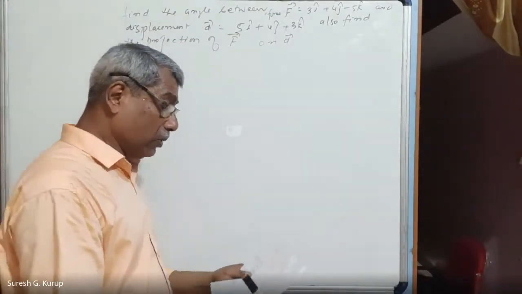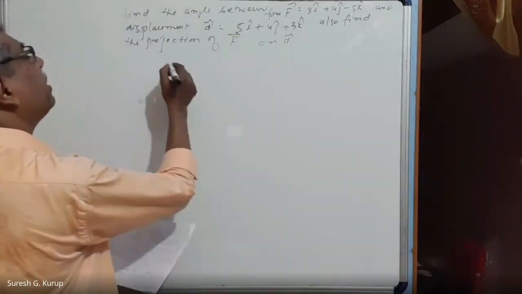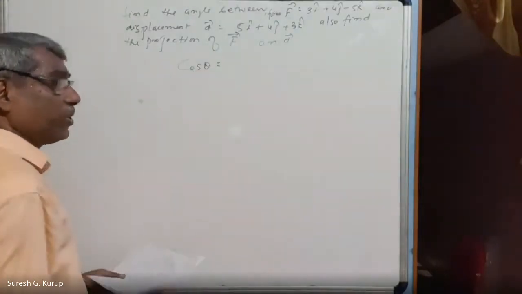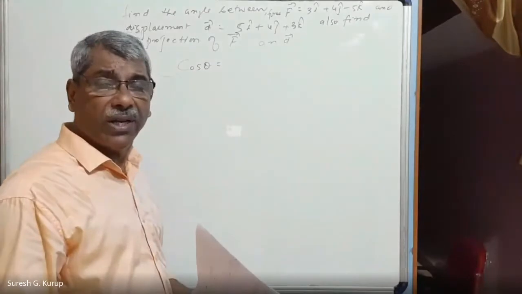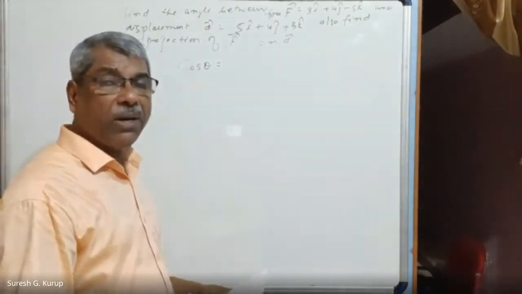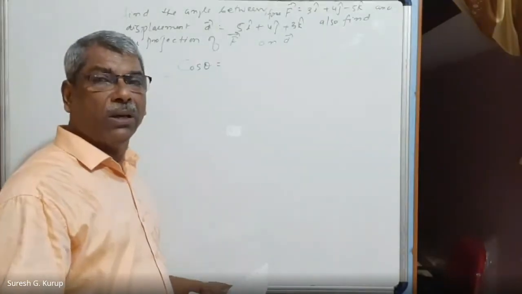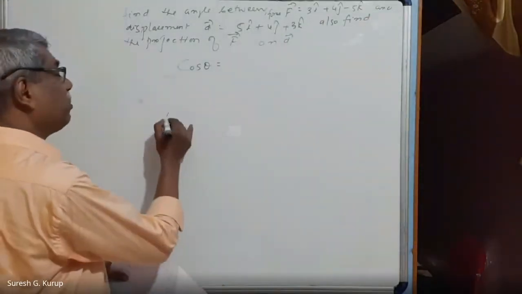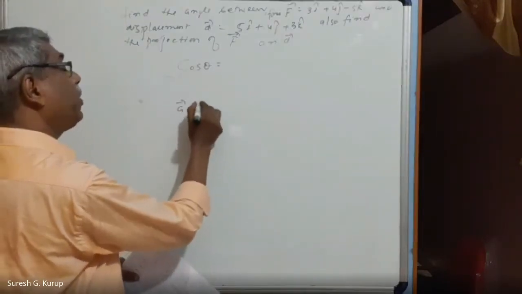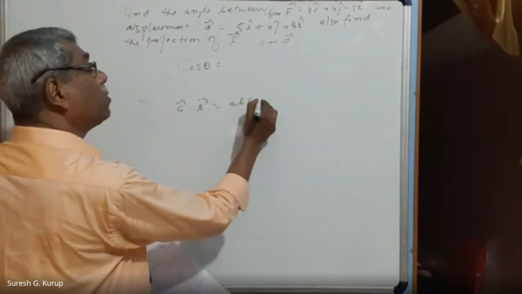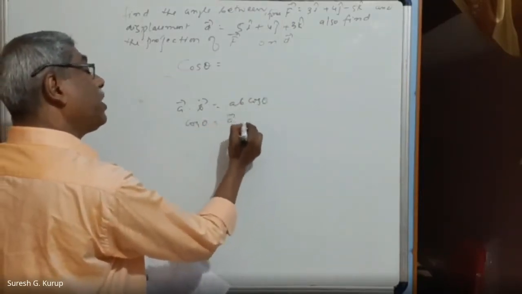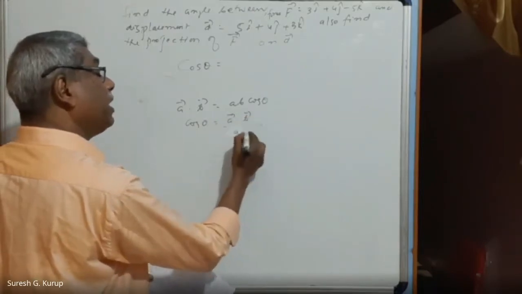Cos theta is equal to simply, right? You have to find the angle between them. So simply start from cos theta. Cos theta is equal to the dot product divided by the product of the magnitudes. Because you know that vector A dot vector B is equal to AB cos theta. Therefore, cos theta is equal to vector A dot vector B divided by AB.